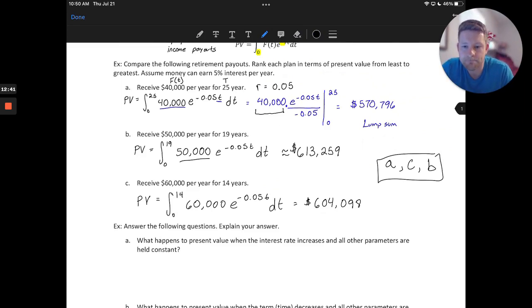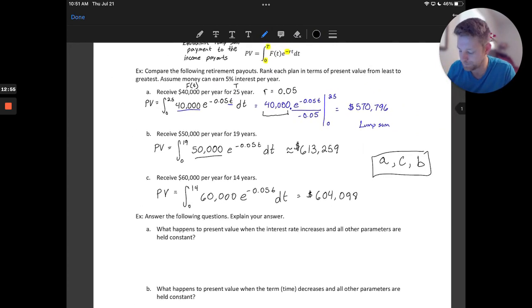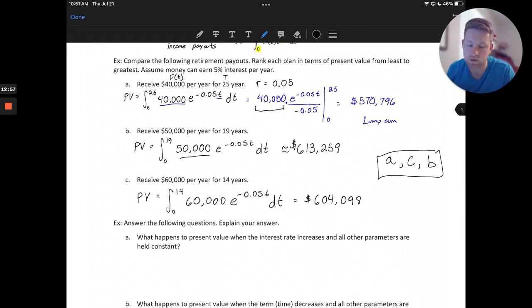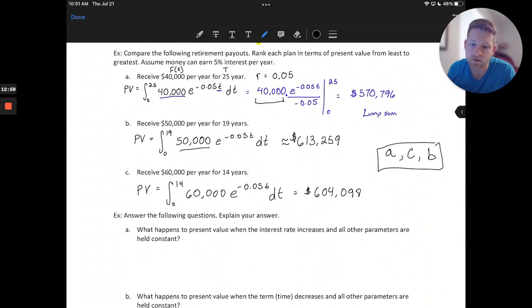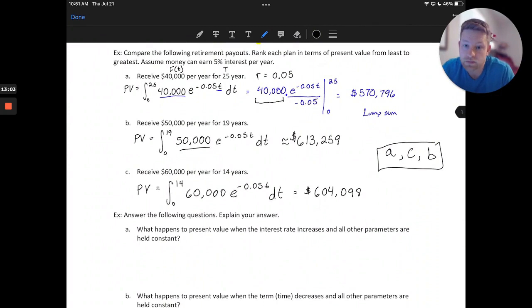All right. So it's really important to get the idea of what present value is. Present value is the equivalent lump sum to the income stream payments. That's simply what the present value is representing. So it's a great way to compare investment strategies with different years and different payouts, and even sometimes different interest rates.